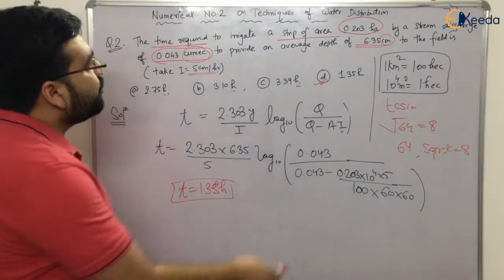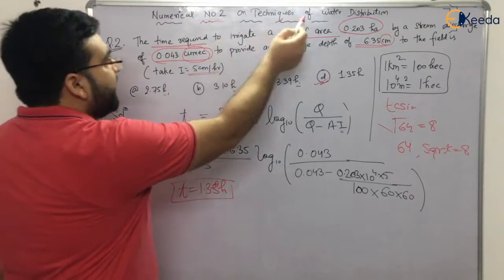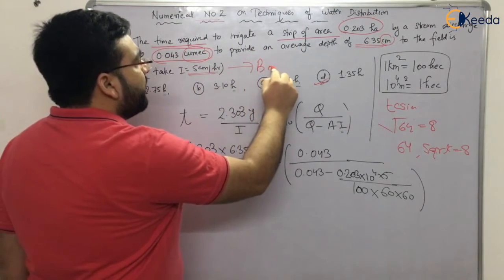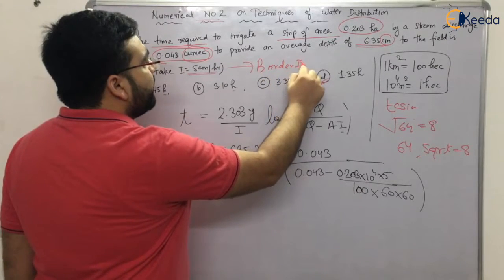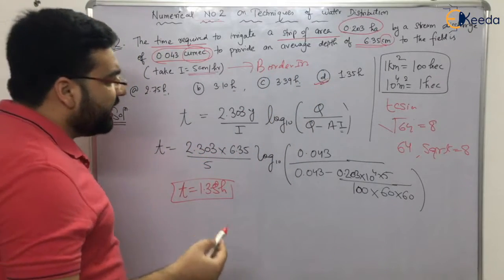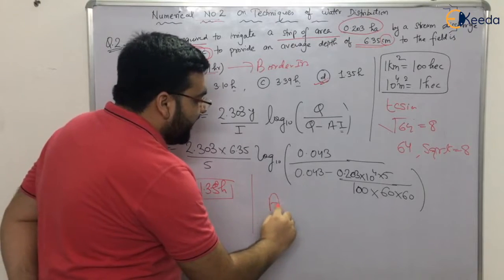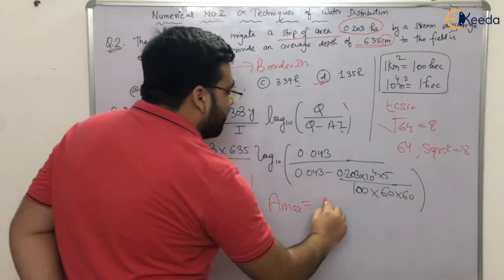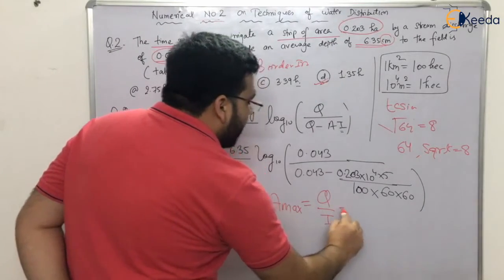Okay, so I hope, students, that you have understood numerical number 2 on techniques of water distribution. It was also about your border irrigation. Right? Sometimes in the examination it is asked to calculate the Amax, that is the maximum area that can be irrigated. I told you that Amax is given by Q divided by I. So how much is Q?